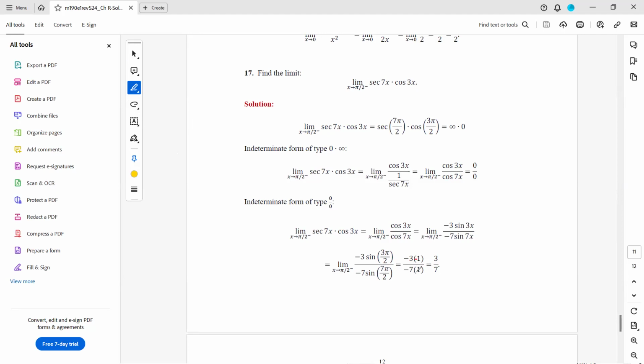And 7 pi over 2 technically is also negative. It's coterminal with 3 pi over 2. So you would have negative 3 times negative 1, positive 3, negative 7 times negative 1, positive 7. So your result is still okay, but technically these are both negative 1s, okay? Just wanted to point that out.